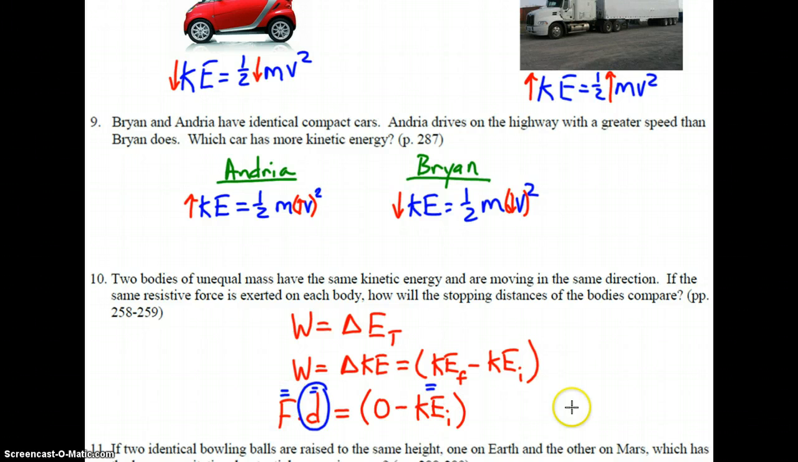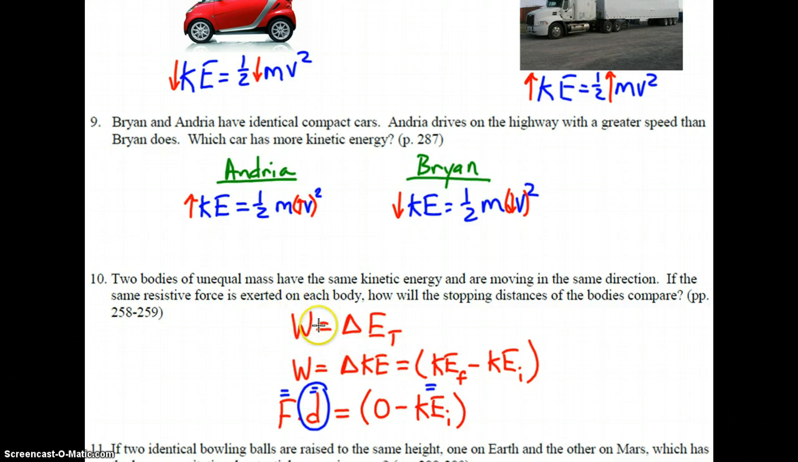All right, number 10. Two bodies of unequal mass have the same kinetic energy and are moving in the same direction. If the same resistive force is exerted on each body, how will the stopping distances of the bodies compare? To answer this question, we are going to apply the concept called the work energy theorem. On your reference table, you'll find this as W equals F times d equals delta ET.